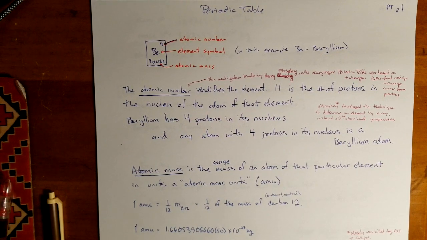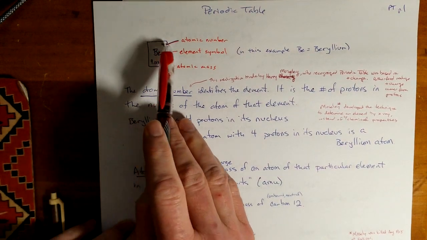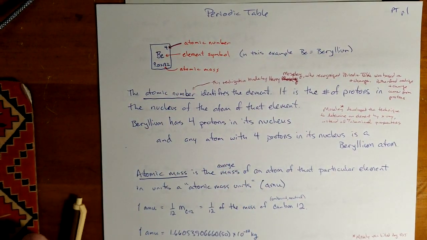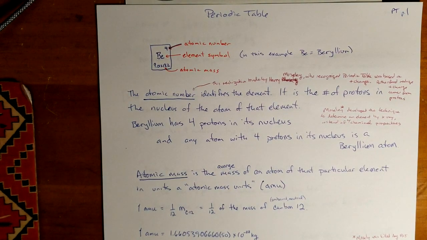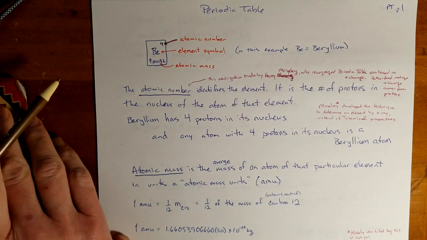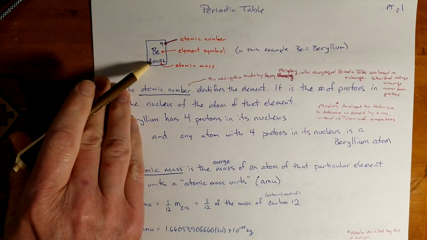Let's talk about the periodic table. If you ever look at a periodic table, typically it's a grid with a whole bunch of squares on it. I'm assuming that you have seen one by the time you've looked at this video. And I'm going to just look at one of the entries in it. There's typically three things on it: atomic number, elemental symbol, and the atomic mass.